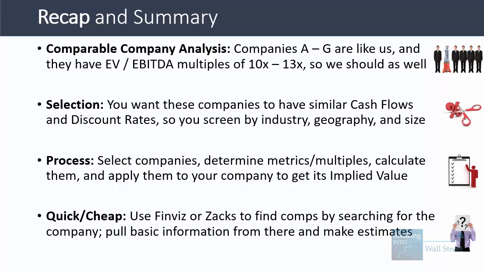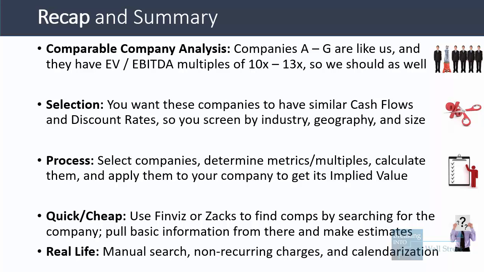To do this quickly and cheaply, use services like FinViz or Zacks to find the comps by searching for the company you're analyzing and then pulling up peer companies or the industry group and screening. You can also pull basic financial information from there and make estimates of your own when certain numbers are not available. And then finally, in real life, this gets more complicated because you have to manually find information sometimes, you have to look for non-recurring charges, and you have to calendarize the numbers in some cases. That's about it for this lesson. You should now have a better understanding of what comparable company analysis means and how you can do it quickly and easily.